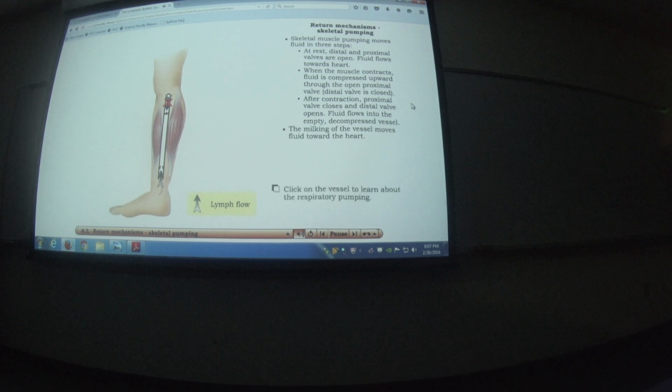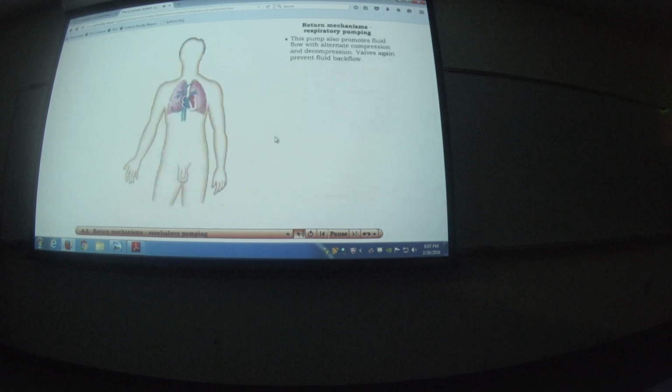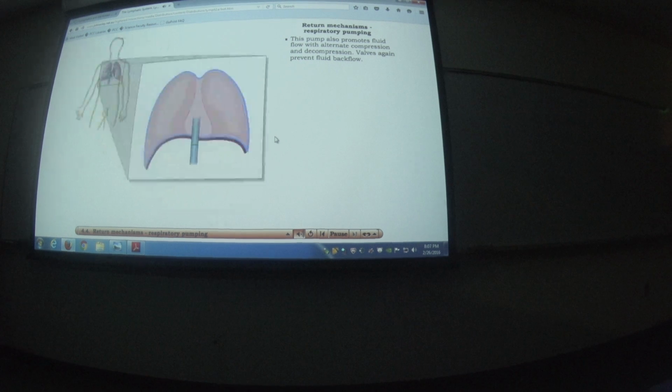So milking a cow or milking a vein, right? You just keep shoving it up there. Click on the vessel. The respiratory pump also promotes lymph flow with alternate compression and decompression. Valves again prevent fluid backflow.